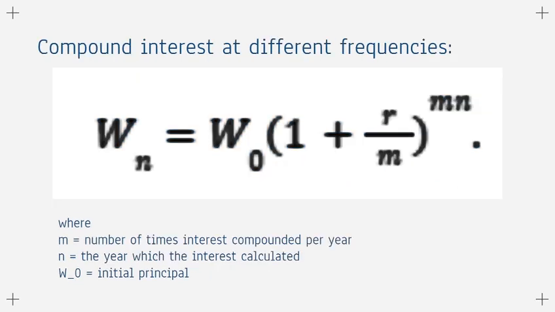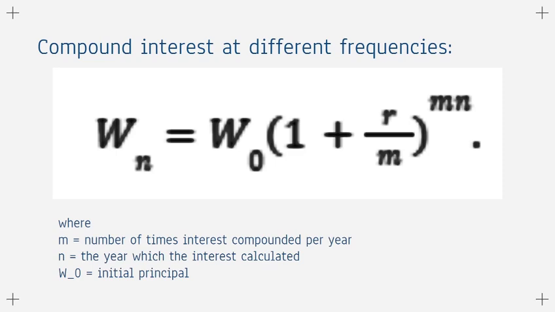This concept remains applicable even when interest is compounded at different frequencies. For instance, in scenarios where interest is compounded m times per year, with an interest rate R, the formula for the compounded amount, Wn, after n interest periods, is the second formula shown in the slides.